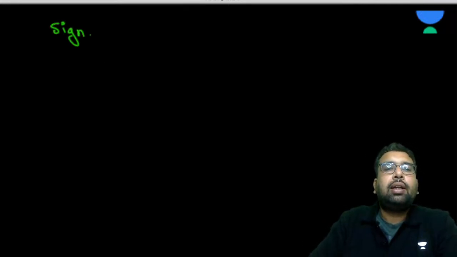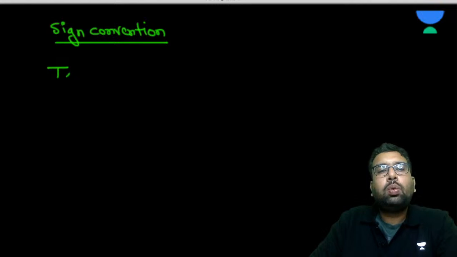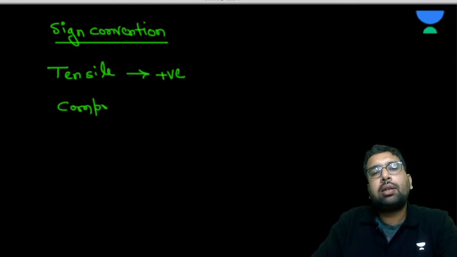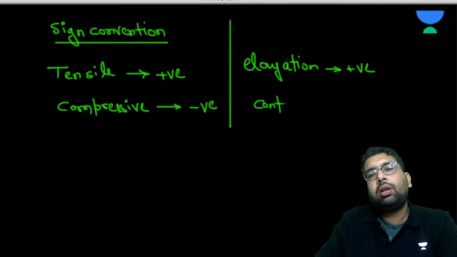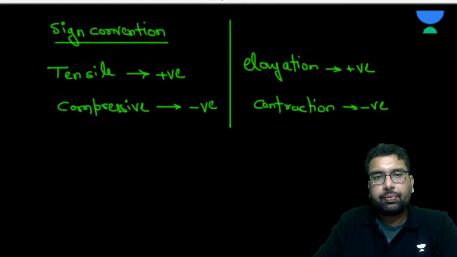Now, what is the sign convention we'll be taking up? We are going to take tensile load as positive and compressive load as negative. And for elongation, elongation is positive and contraction is negative, right? Understood? So this is the sign convention that we are taking along.